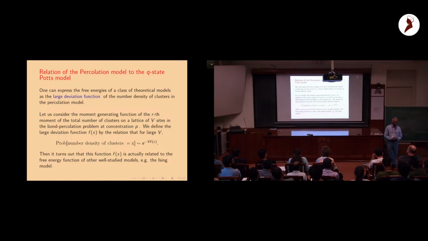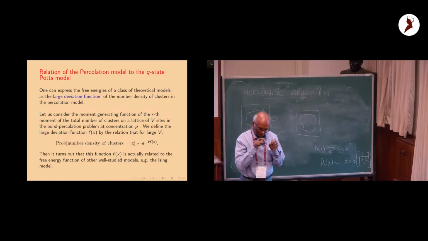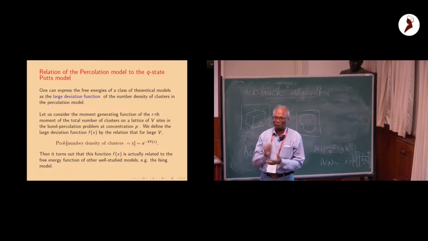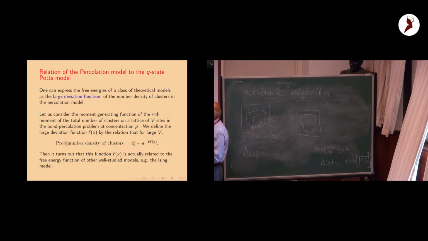But suppose I ask, what is the probability that the number of clusters is actually twice the expected cluster number? That is called a large deviation. And the probability of this happening is very small. It is exponential minus the area of the sample. Okay? But exponential minus area multiplied by a coefficient. That coefficient is called the large deviation function. That's the general definition. And so that's what is written here.